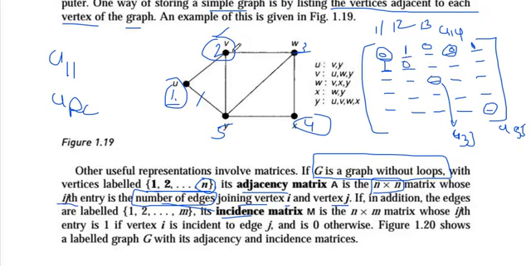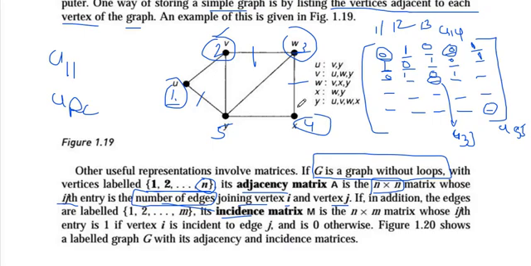Second row, third column, 2 and 3, 1. Second row, fourth column, 2 and 4, 0 edges. Second row, fifth column, 1 edge. Third row, first column, no edges, 0. Third row and second column, 1 edge. Third row and third column, 0, we do not have any loop. Third row, fourth column, 1 edge. Here we do not have multiple edges, so our matrix representation should be 0 and 1 only.